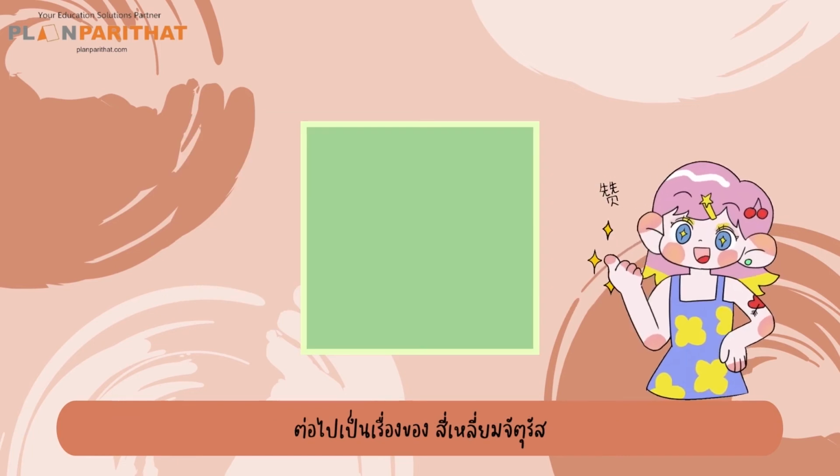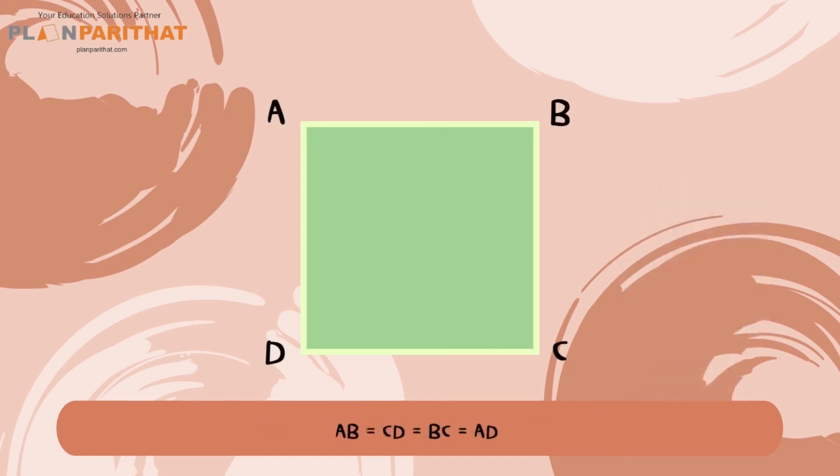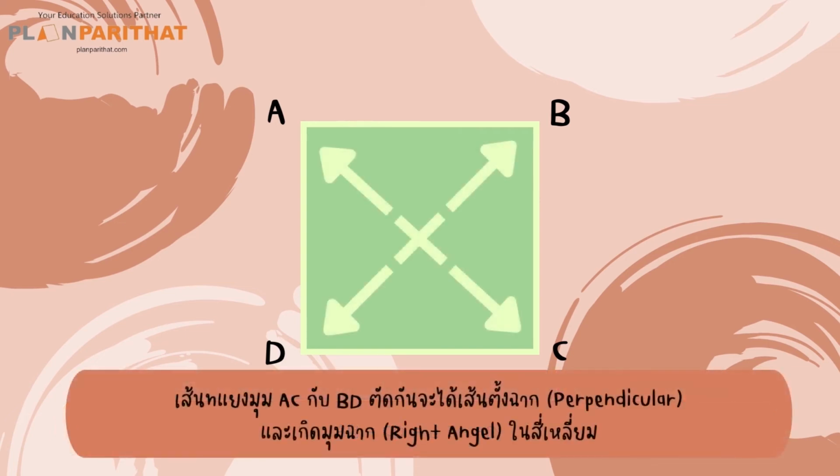Now, last but not least, we have square. A square is a plane figure with 4 equal sides and 4 right angles. Shown here, we have the square ABCD, in which the lengths of its sides AB, CD, BC, and AD are all equal. The diagonals AC and BD perpendicularly intersect to form the right angle within the square.